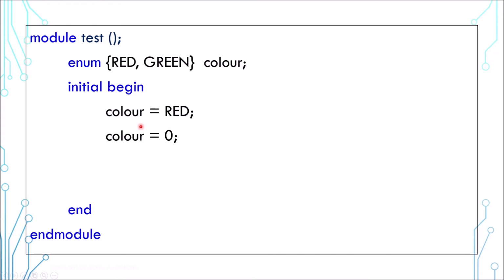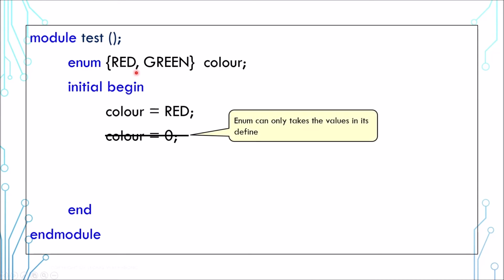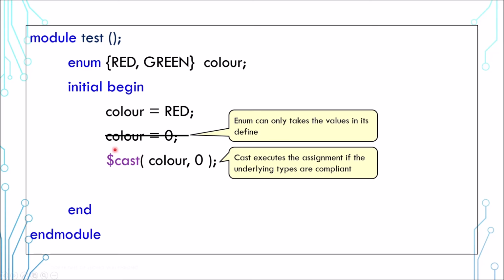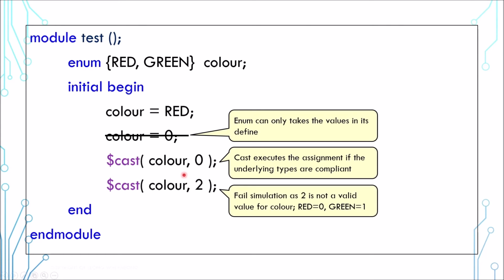Enum can only take on values in its definition, in this case red and green. It cannot take the value 0 or 1. But if for some unavoidable reason you insist on using the value 0, you can use the system function cast. Cast would execute the assignment if the types are compliant. This is generally not recommended as you can cast an illegal number to the enum. This will cause simulation failure.